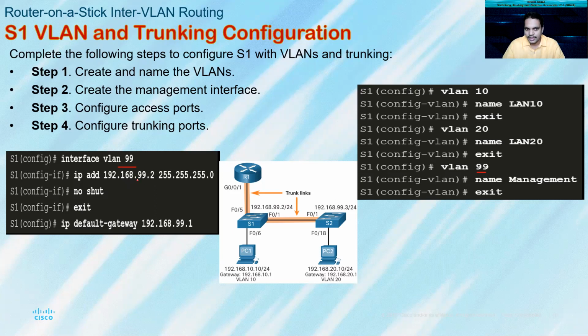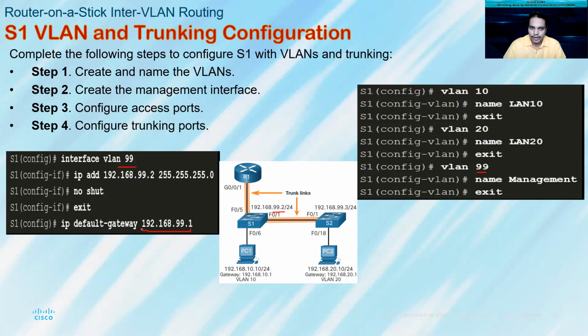So I have given the IP address belonging to this network 99. If you can see here, this is the IP address for the SVI of S1, and then no shutdown. Now for me to route, I need to set up the IP default gateway. If you observe correctly, the IP default gateway for the traffic of VLAN 99 is the IP address of the router's G0/0/1.99 interface.